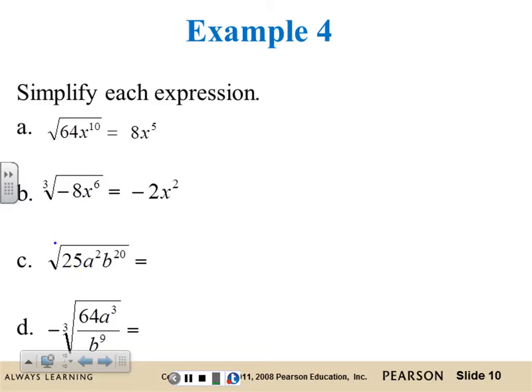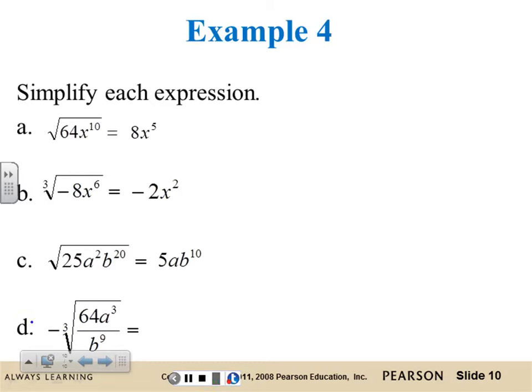Okay, so here we're doing the square root. I don't see a number here, so it's understood to be a 2. And so the square root of my coefficient 25 is going to be 5. And then I'm going to divide these exponents by my index. So 2 divided by 2 is 1, and 20 divided by 2 is 10. So we should get 5ab to the 10th.